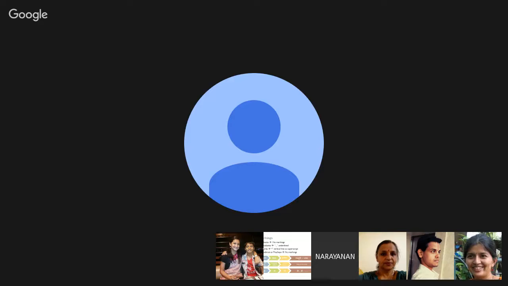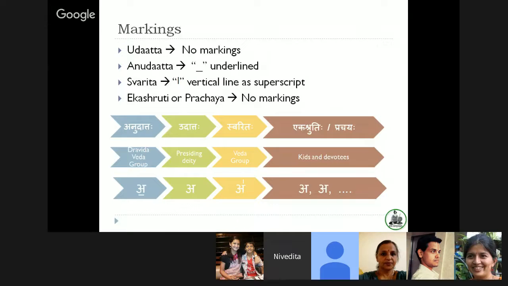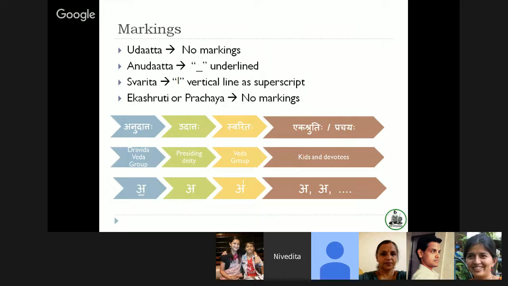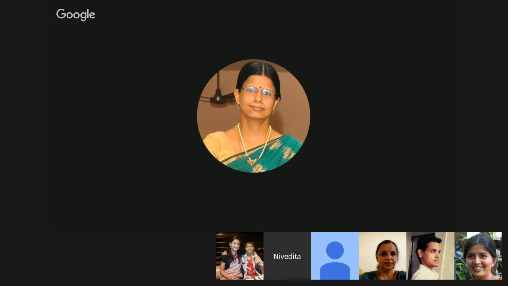That means the Udaatta is always following the Anudaatta. Right? Yeah. Okay, that is the only identification mark. Is that the only identification mark? Though there is no mark for Udaatta, you can identify it by looking at the next point here. There are some.